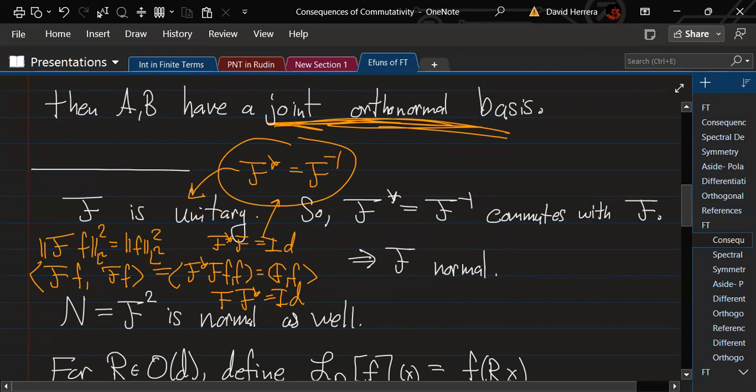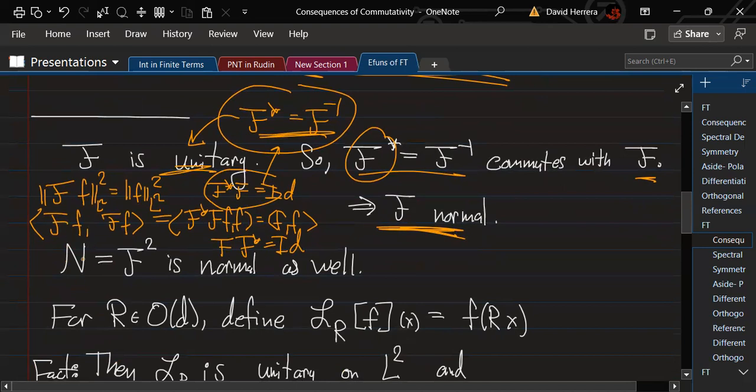The Fourier inversion formula is what gives you unitary as opposed to just being an isometry. So from the unitary property, we know that F star commutes with F. That's just what this is. F star F and F F star are both the identity, so they commute. So the adjoint of the Fourier transform commutes with the Fourier transform, so F is normal as an operator. In general, unitary operators are normal.